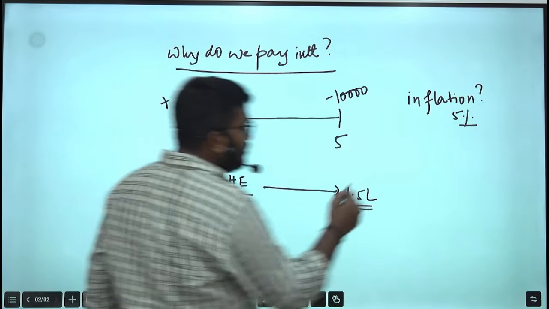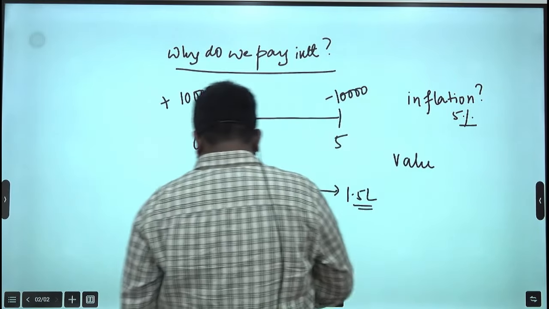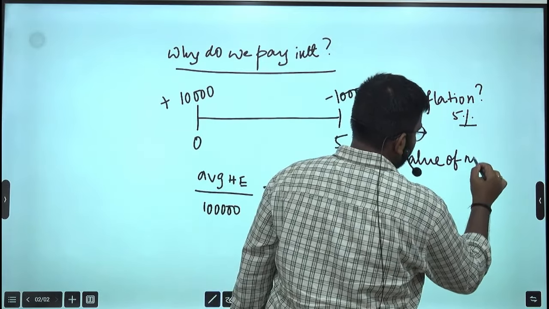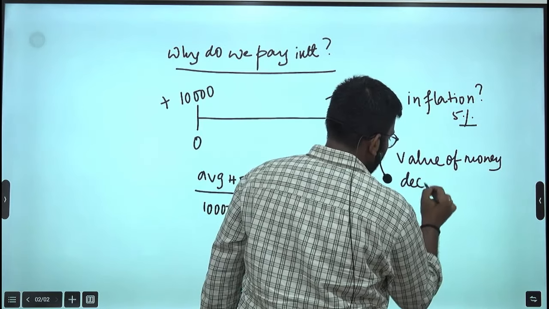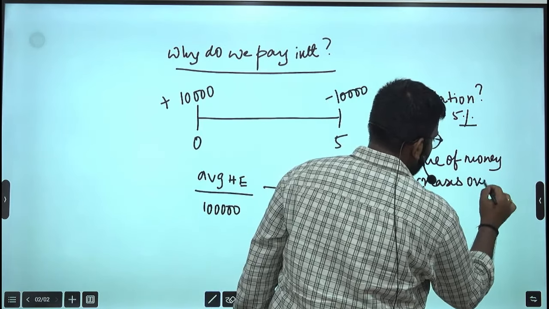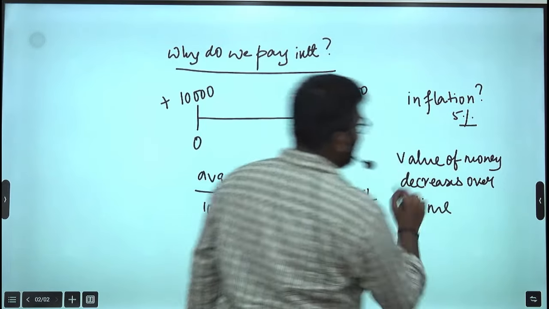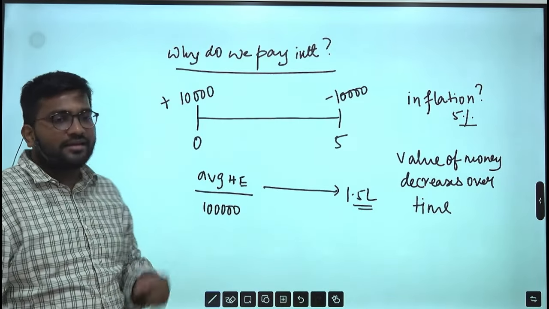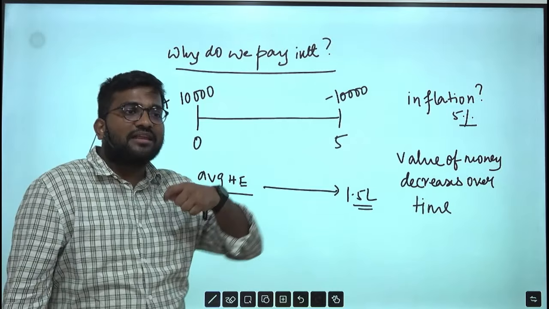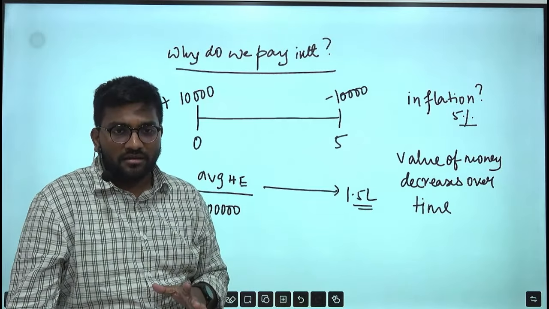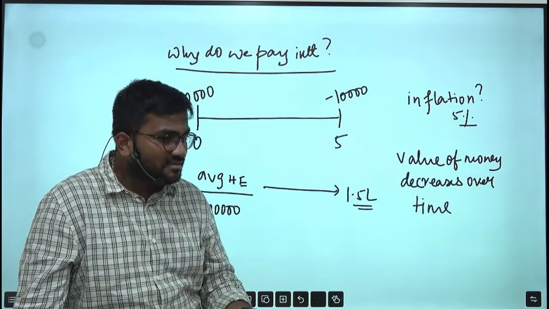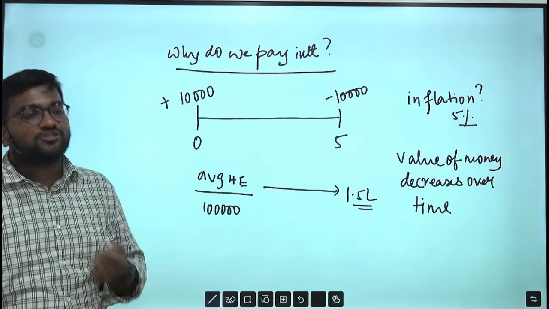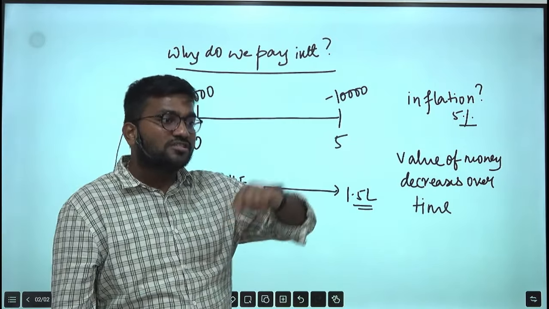Now, the value of money decreases over time. By value of money, I mean the purchasing power. So if after 5 years also I'm going to have 1 lakh rupees only, will my purchasing power increase, decrease, or remain constant? Why decrease? Because I will be able to purchase less. My standard of living will be compromised. And this is what is happening in most of the Indian families today. Their income amount is mostly constant.